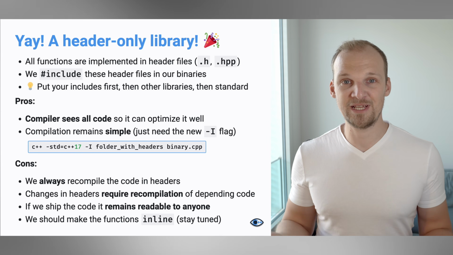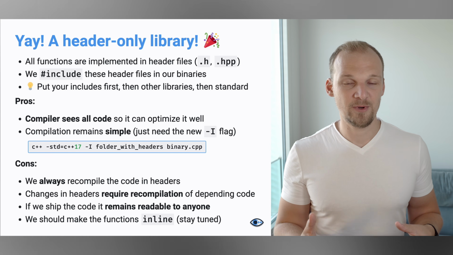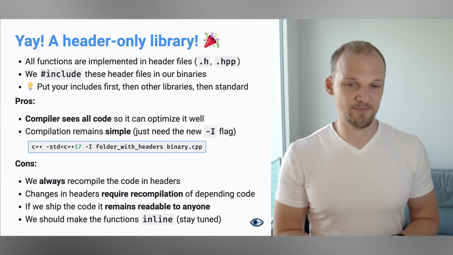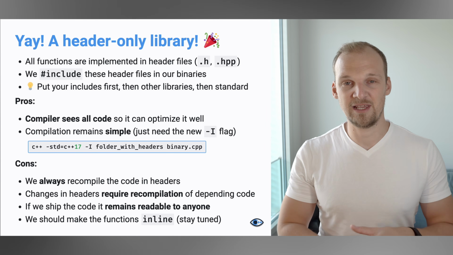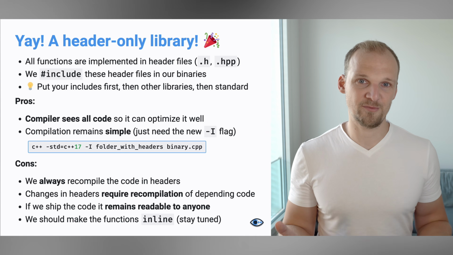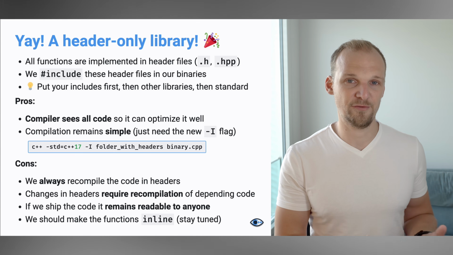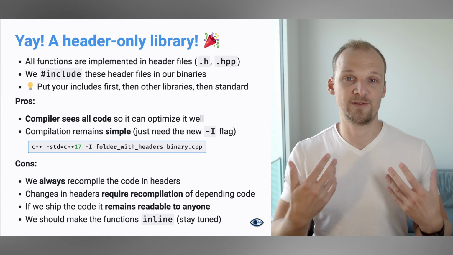But there is no free lunch, so there are also cons to this. And the main con is that we always recompile our code. Whenever we have these includes in multiple binaries, let's say our project has hundreds of binaries, and now we include in all of these hundreds of binaries the same code from the same header files. Now all of these binaries will contain the same code, and we will have to compile them. And it can actually take a lot of time.